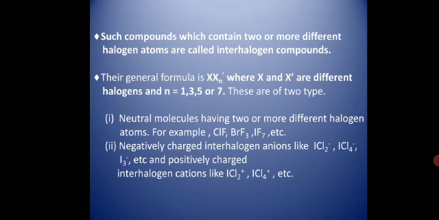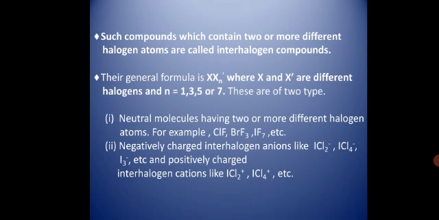Examples of interhalogen compounds, where two different halogens are there. You can see on the screen it is written as XY_n, or XX'_n, where X and X' are different halogens. Now, they are neutral molecules. Interhalogen compounds are formed when two or more different halogen atoms combine. There are negatively charged interhalogen anions like ICl2-, ICl4-, I3-, etc., and positively charged interhalogen cations like ICl2+ and ICl4+, etc. Got it? They are present, we can say that.